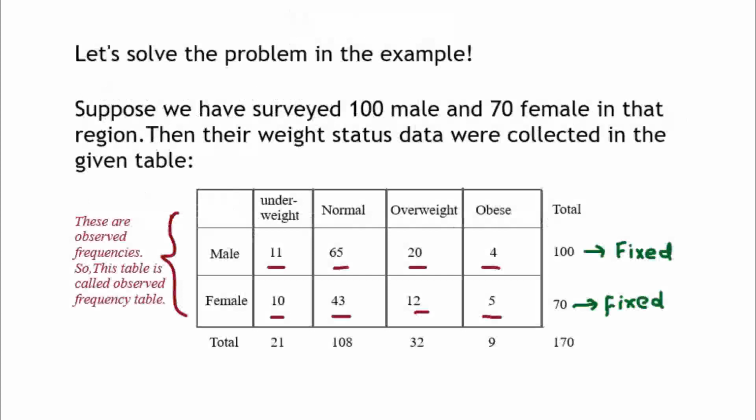Let's solve the problem in the example. Suppose we have surveyed 100 males and 70 females in that region. Then their weight status data were collected, as given in the table. Here these frequencies are observed frequencies. Remember, we surveyed a fixed number of males and females. That's why gender is not a variable here.